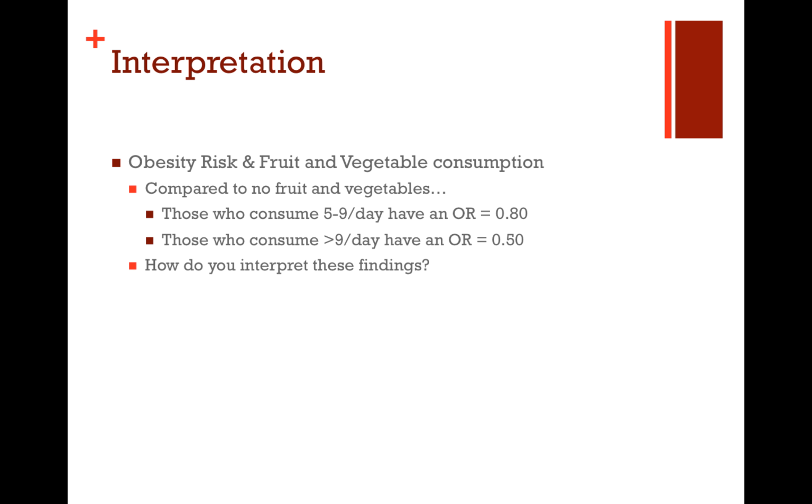So perhaps you have this example in front of you. We're looking at obesity and fruit and vegetable consumption. Compared to no fruit or vegetable consumption, individuals who consume 5 to 9 servings of fruits and vegetables a day have an odds ratio of 0.8, and those who consume more than 9 servings a day have an odds ratio of 0.5. How do you interpret those findings? I'm not going to give you the answer. I'm going to allow you to put that up on the discussion board, and hopefully you all, at this point, have a better understanding of how to interpret odds ratios and relative risks.